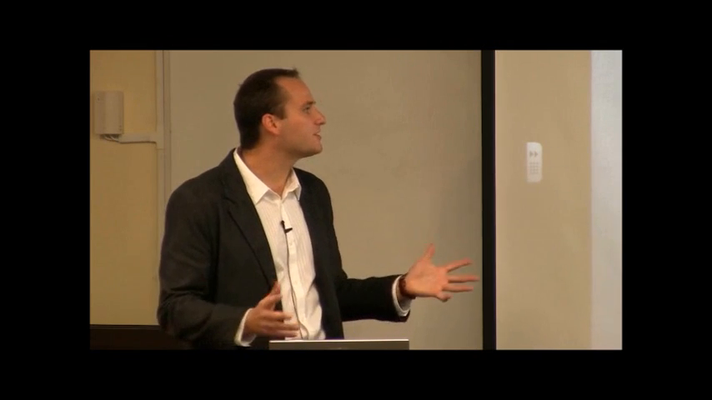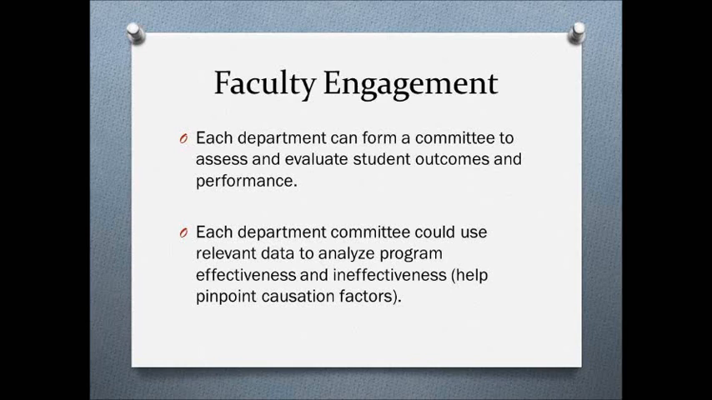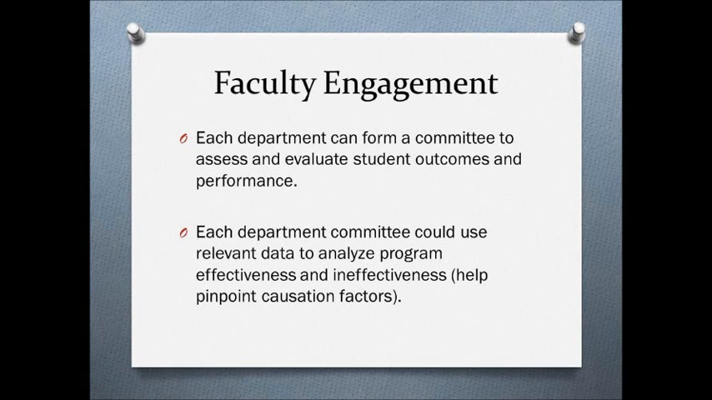Okay. Now here's some suggestions from the IR department, faculty engagement-wise. Each department can form a committee to assess and evaluate student outcomes and performance. Each department committee could use relevant data to analyze program effectiveness and ineffectiveness, okay, or help pinpoint causation factors. So there has been a lot of debate within the faculty, is our program helping our students develop? Okay, now this assessment system will actually help you pinpoint that causation factor and what is preventing our students from developing and what is actually helping our students develop.